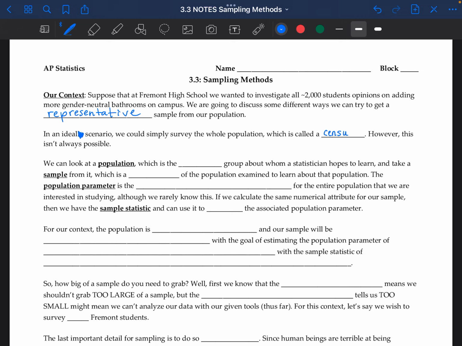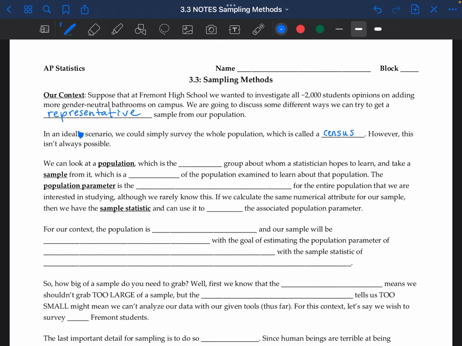That's what we call a census. It's a word you might be familiar with because it's something the United States tries to do every 10 years. They call it the census. It might not actually be a census, I'm pretty sure it's not, because a census is literally when you survey the entire population. So we could try to do that.